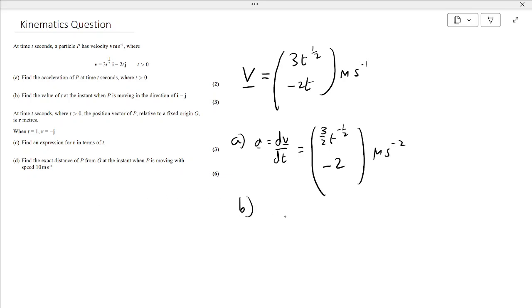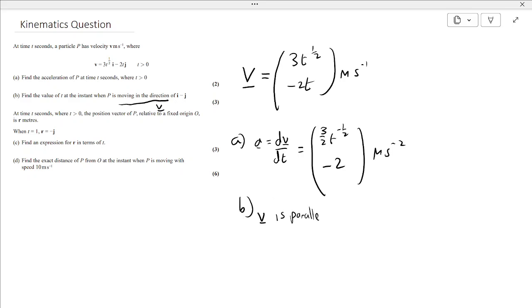B. Okay. Find the value of t at the instant when P is moving in the direction of i minus j. So these questions, they can only ask you a fixed number of things. They could ask you for a value of time when a particle has a position vector parallel to or in some direction, in which case you would look for r. They can ask about when they're moving in the direction of, that's to do with their velocity. Or they might say accelerating in the direction of. Okay, so acceleration. So here, they're moving in the direction of, so that's velocity. And it's the direction of, meaning it's parallel to.